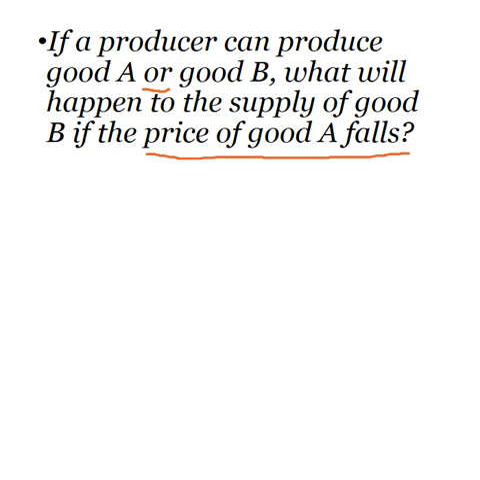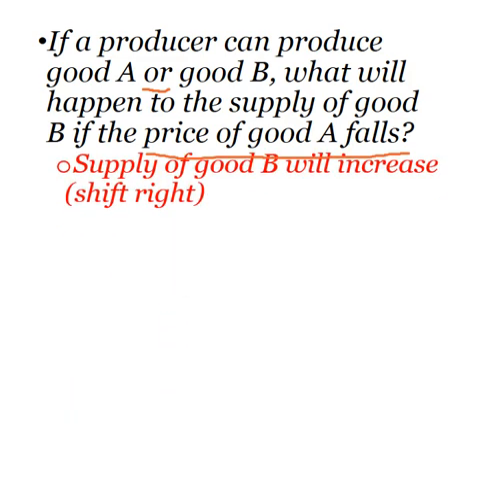So if the price they can sell good A for decreases, which good do they want to make? Do they want to make good A or do they want to make good B? They're going to want to make good B. If good A now has a lower price for them to sell it for, they're going to choose to supply more of good B. So the supply of good B will increase, and an increase is always a right shift.